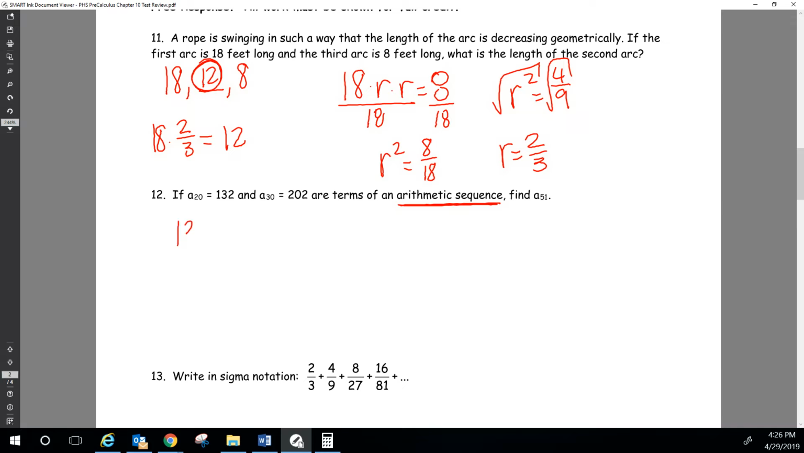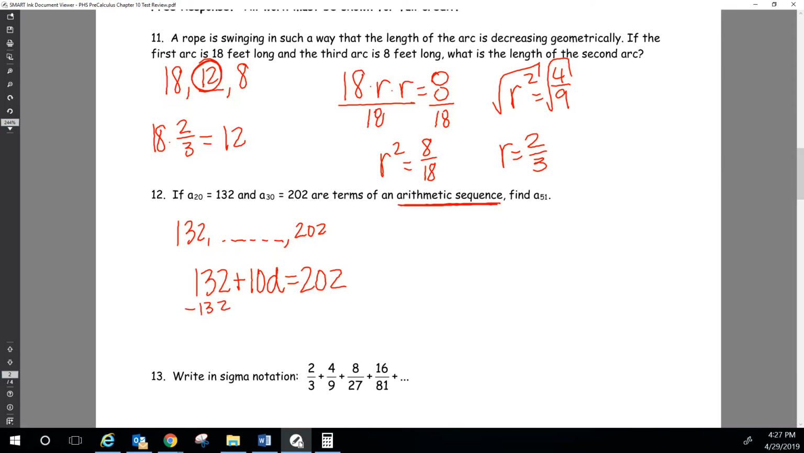So if I start at 132 and I put in my blanks, and then I get to 202, there's going to be 9 blanks in here. So this would be 21, 22, 23, all the way up to 30. And so what that means, because it's arithmetic, is 132 plus 10 times my common difference is going to be equal to 202. So if I take 132 and I add d to it 10 times, I'll get to 202. And so I'm going to solve this equation to come up with d.